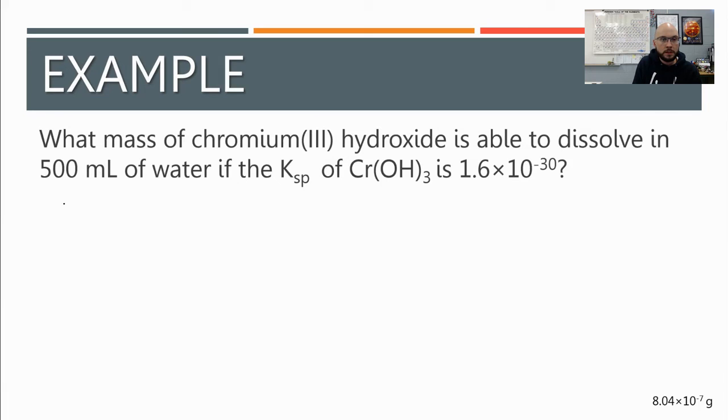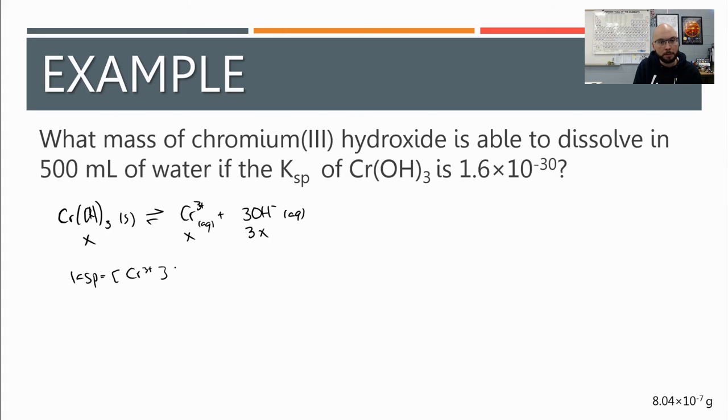So we've got Cr(OH)3 solid decomposes into chromium 3 plus and 3 hydroxide ions, and these are both aqueous. If this is X, this would be X, and this would be 3X. So KSP is equal to the concentration of chromium 3 plus multiplied by the concentration of OH minus cubed. So 1.6 times 10 to the negative 30 is equal to X times 3X cubed.